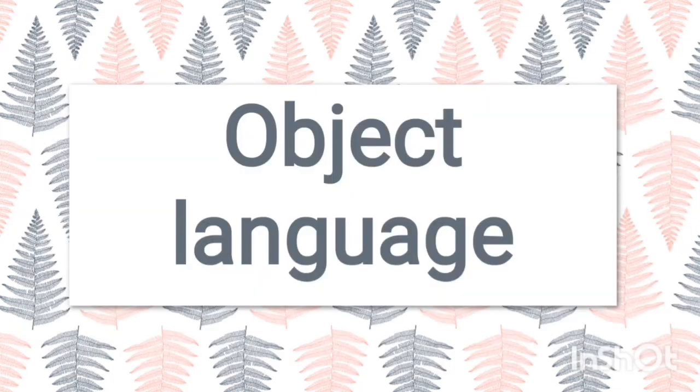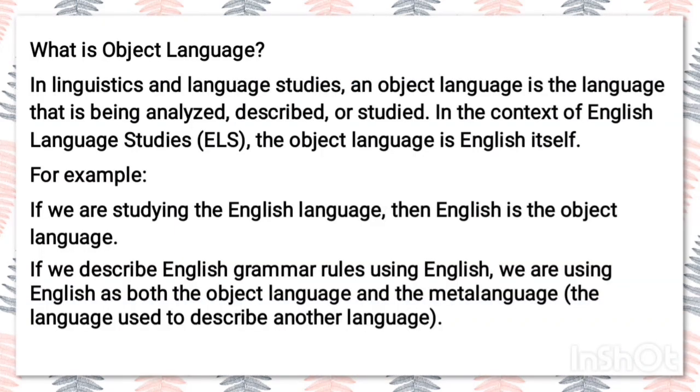Let's see the next concept, object language in English language studies. Let's see what is object language. In linguistics, object language refers to the language that is being studied and analyzed. So, when we analyze English, English is an object language. This term comes into play especially when we distinguish between the language being described, that means object language, and the language we use to describe it, metalanguage.